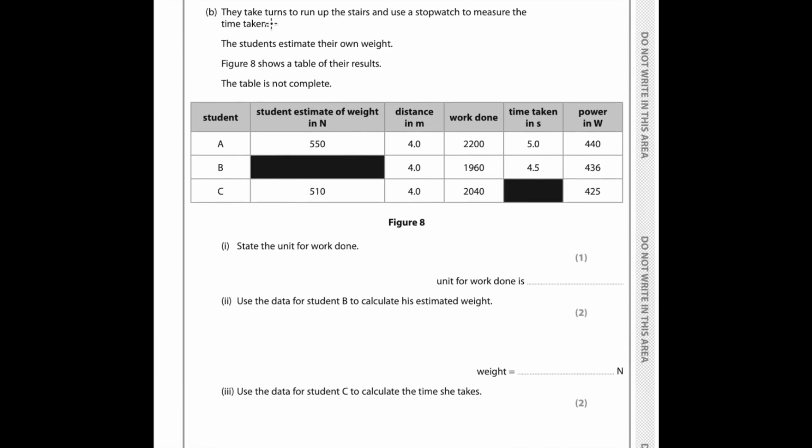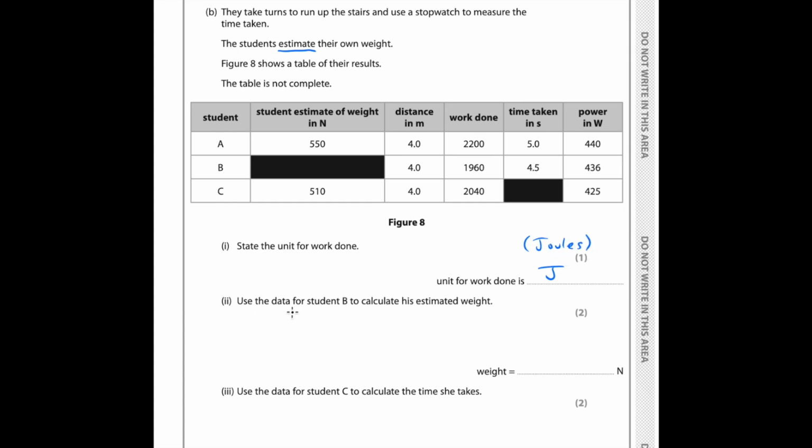Part B. They take turns to run up the stairs and use a stopwatch to measure the time taken. The students estimate their own weight. Estimate. Right, might have to come back to that. Figure 8 shows a table of their results. The table is not complete. State the unit for work done. Right, well, work done equals energy transferred, so that's in joules. J.